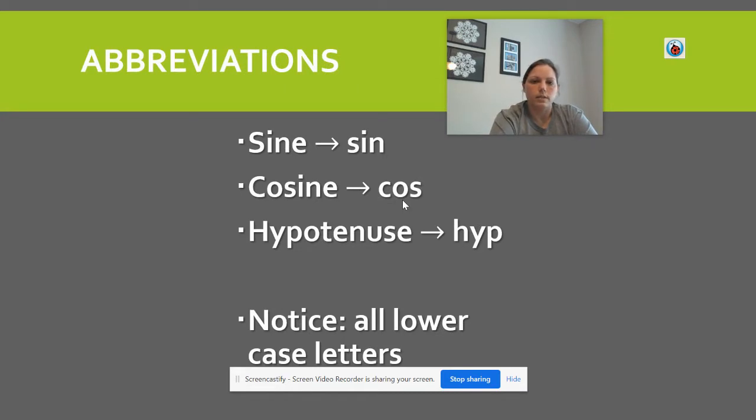Okay, abbreviations. Sine, we just write S-I-N. We don't say sin because we're all sinners, but we don't sin in the classroom. So it is still sine, even though it says S-I-N. Okay, so sine is S-I-N, cosine is C-O-S, and the hypotenuse is H-Y-P. Notice we're using lowercase letters for all of those things.